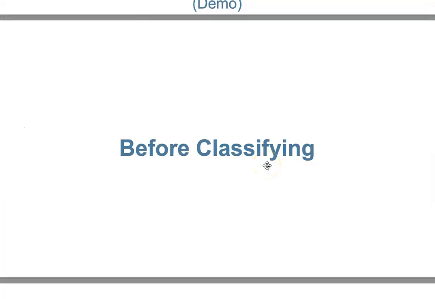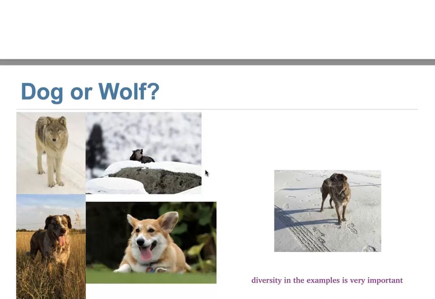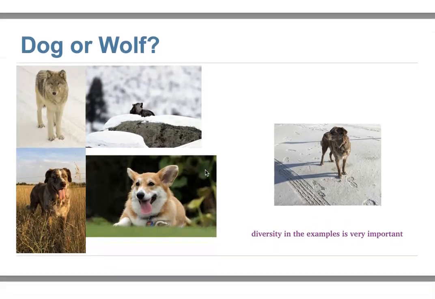Okay, before we finish this lecture, we just have 2 things we want to give you the heads up. Be careful about when you do the classification. So before classifying, here is the example. We use the image. We want to have an application where the user provides the image, and we can tell them that's a dog or wolf. So you can see here we have 2 pictures, and both are wolf.